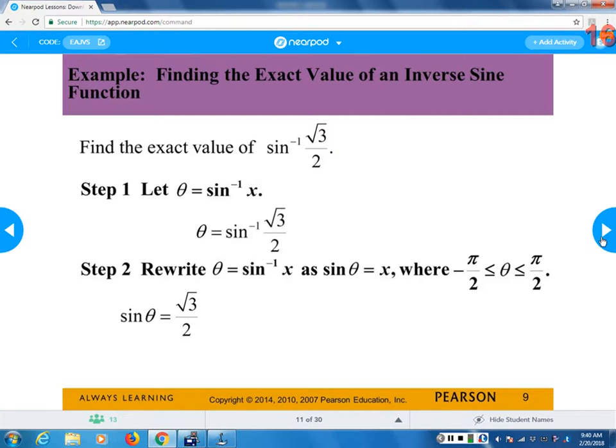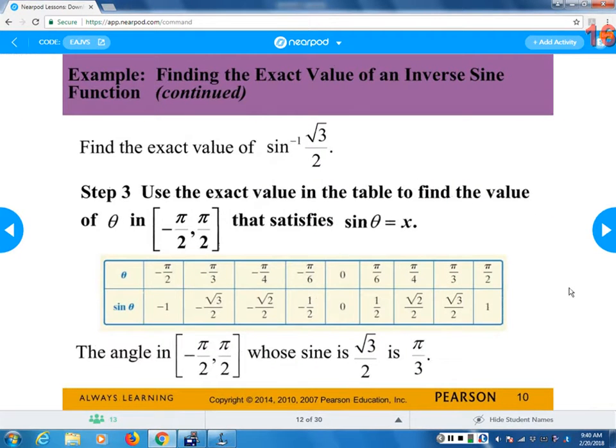So we've done that one, and you can also use a table, but we've got the unit circle that I gave you. So you use the unit circle. Here are the values. You find where sine theta equals positive square root of 3 over 2. In a table, it's pi over 3.